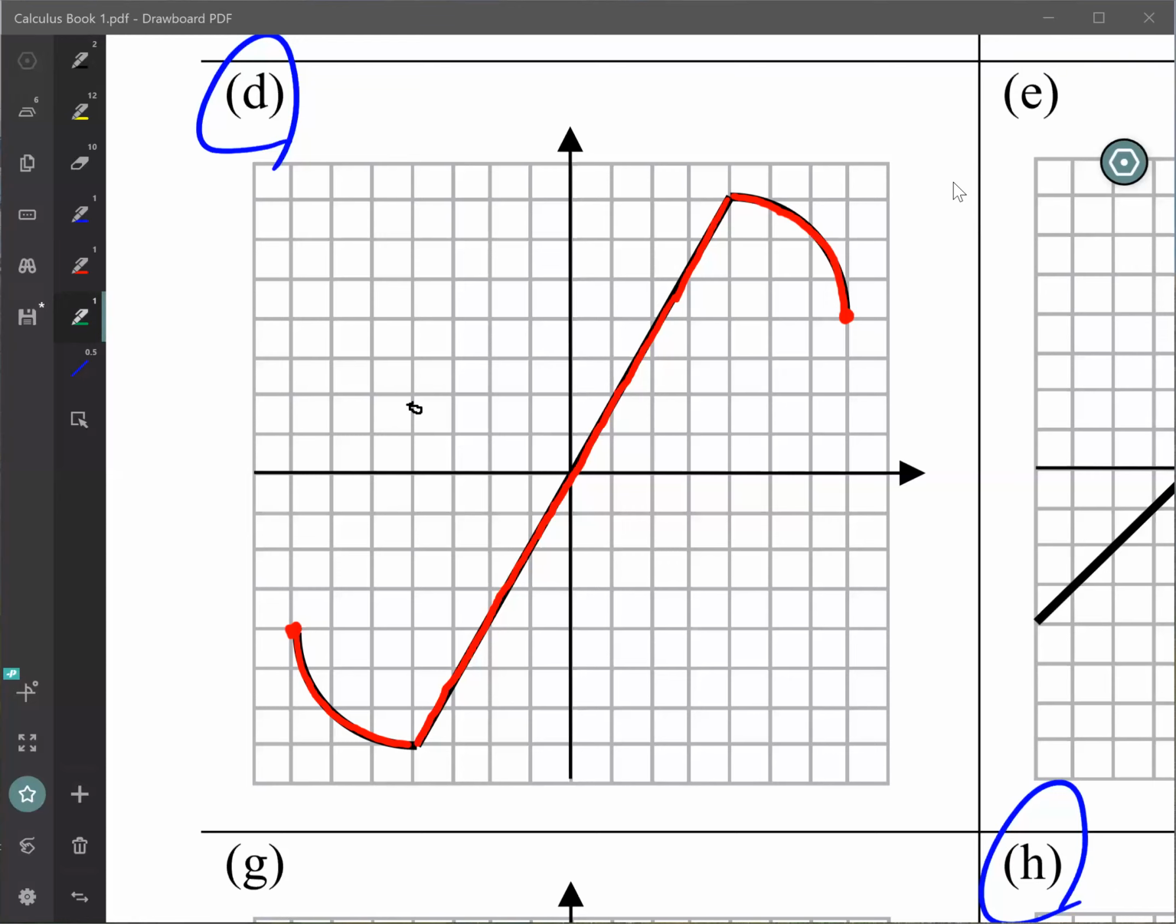I'll make this as straight as possible. Yeah, that's good. This is the part I don't know. Downwards, and I have it ending here. On this side, I have it also going downwards, ending somewhere here.